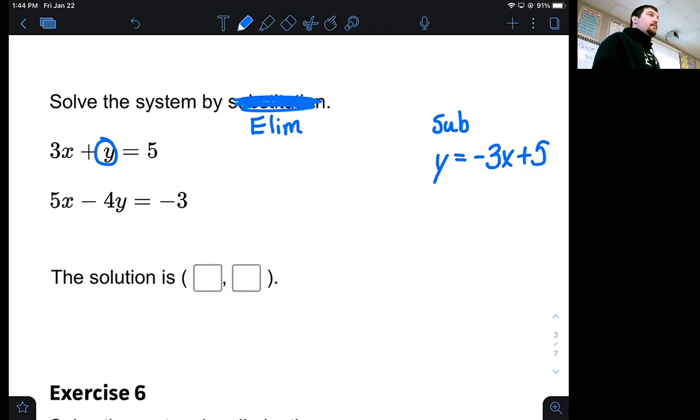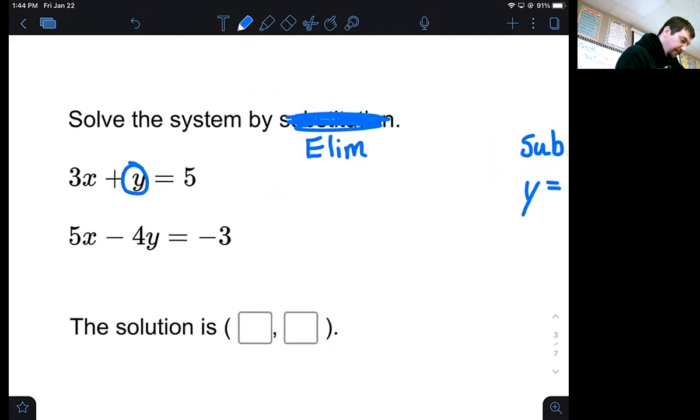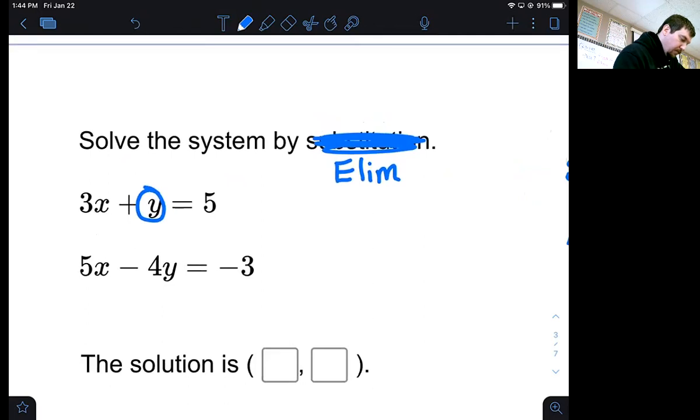Riley? Elimination, right? Okay, go ahead. So I multiplied the top equation by 5 and the bottom equation by -3. And I got 15x plus 5y equals 25 and negative 15x plus 12y equals 9.